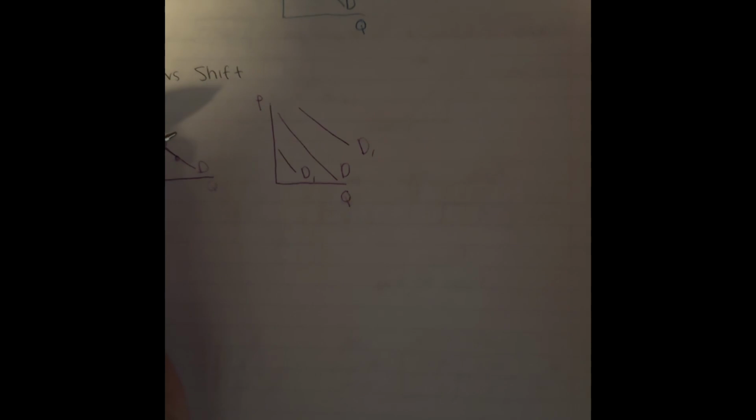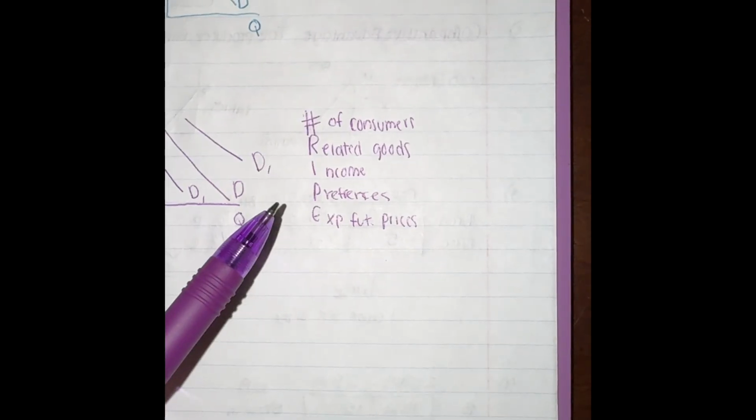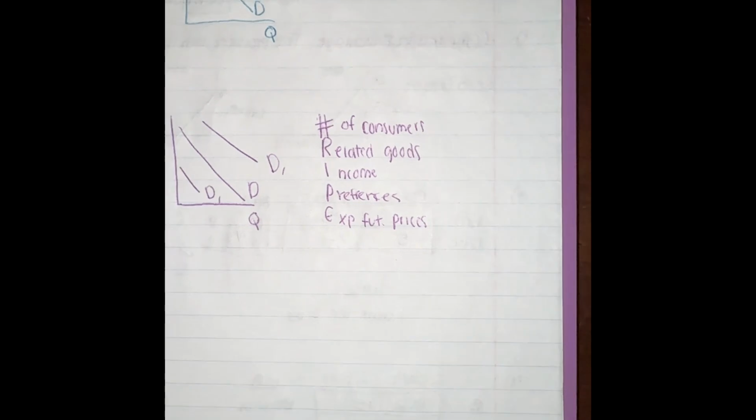However, a shift in demand will occur when there is a major shift that will cause some type of intervention in the demand people want of an object. That can be an increase or a decrease in demand, and this usually occurs when there is a shift in the number of consumers, related goods, income, preferences, or expected future prices. All of these would either lead to an increase or decrease in the demand curve.